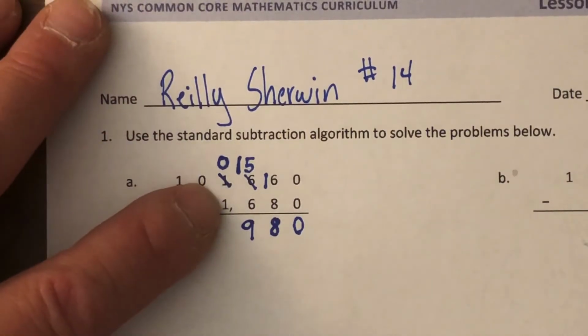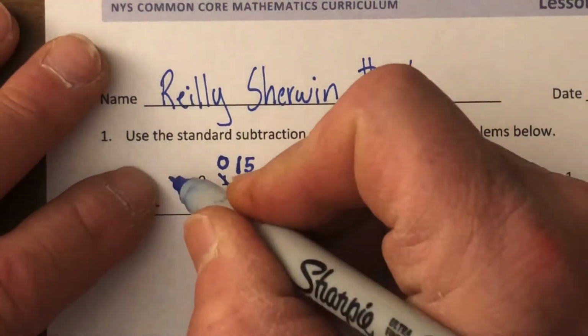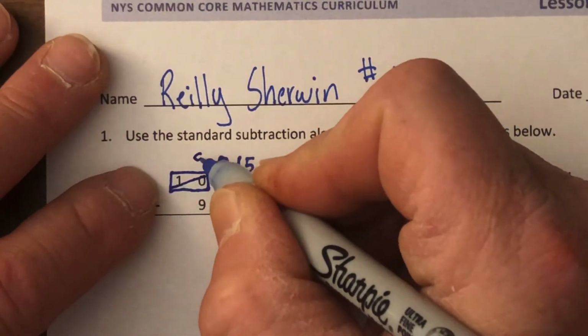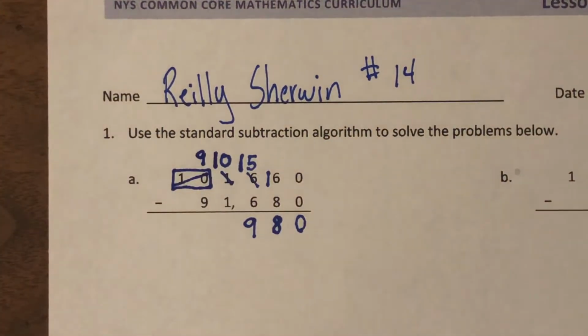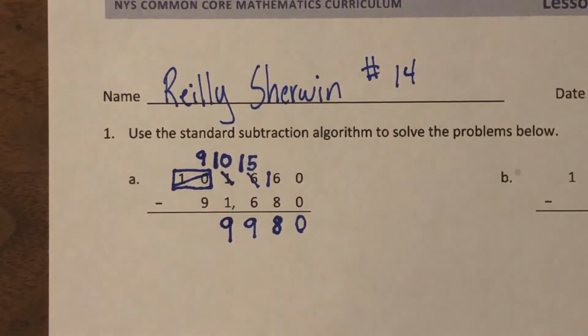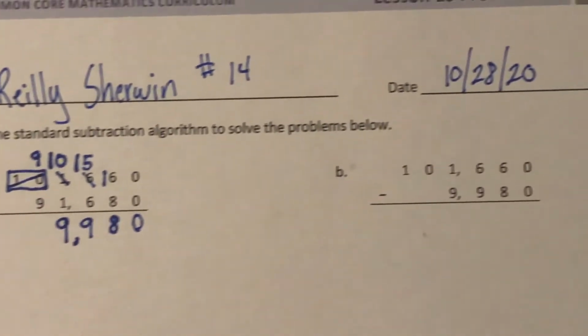0 minus 1, can't do it. So I come over here to borrow. Can't borrow any from that either. So I'm going to box this, 10. Cross it out and leave 9. And then take that 1 and put it there. So we'll have 10 minus 1 is 9. And then 9 minus 9 is nothing. I don't need to put zeros on the end of my number. And I just make sure I put my comma in so the number looks normal. So 9,980. Okay. I'm going to move on to part B.